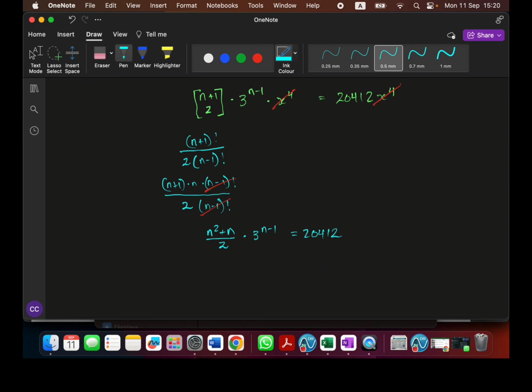At this point in time, my suggestion would be we can graph it. We could simplify that further. We could try to solve this with logarithms, but I don't see any point in doing that. We've got it in a situation where I can graph one side and then graph the other.